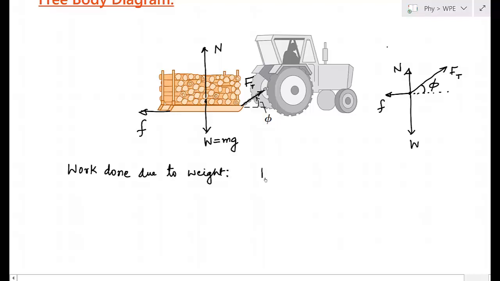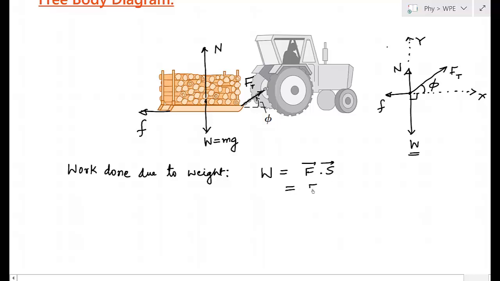So if you remember, work is nothing but F dot displacement. Now displacement is in this direction. Let's call this the X direction and this the Y direction. So displacement is in the X direction and weight is in the Y direction. So there is an angle of 90 degrees. So the angle between displacement and weight is 90 degrees, so the work done will be 0.